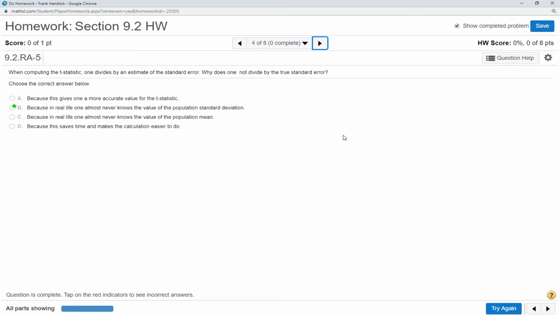When computing a t-statistic, one divides the estimate by an estimate of the standard error. Why don't you divide by the standard error? Because in real life, one almost never knows the population standard deviation. So in real life, you don't really know the spread of the data, the population spread.